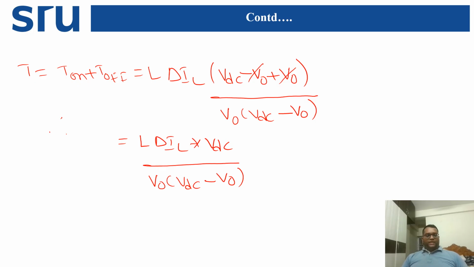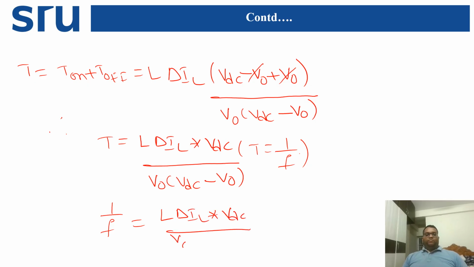Now, as we know, the first thing is the time value. Time is nothing but the switching frequency, 1 by F, so we will substitute it here. Then 1 by F is equal to L into delta IL into VDC divided by V naught minus VDC minus V naught.